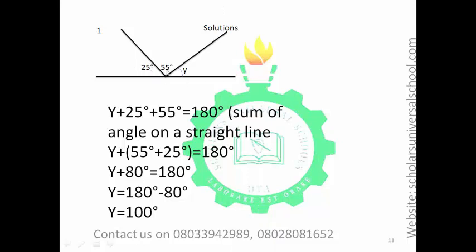The angle here is 25 degrees plus 55 degrees plus Y, and that is the sum of angles on a straight line. We know that the sum of angles on a straight line is 180 degrees. That is half of a circle, and this gives us a semicircle. So Y plus 25 degrees plus 55 degrees is equal to 180. You must give the reason: sum of angles on a straight line. 55 and 25 together give you 80 degrees. Take 80 to the other side. Y is equal to 180 degrees minus 80 degrees. So the Y value is 100 degrees.